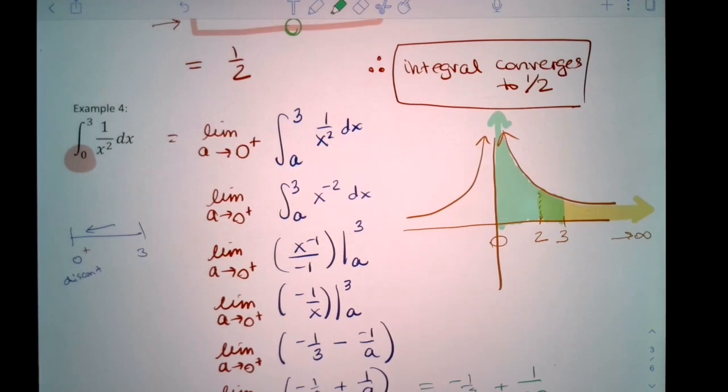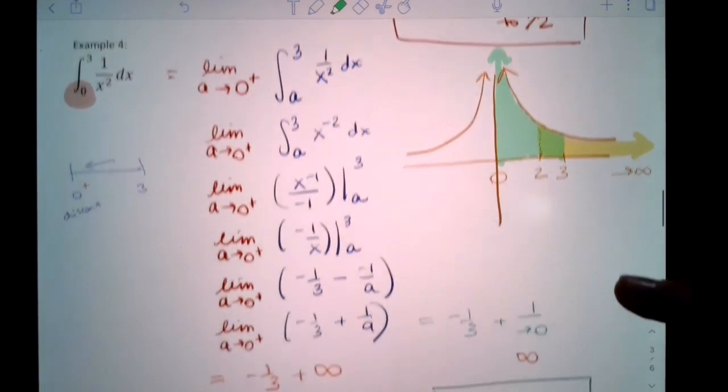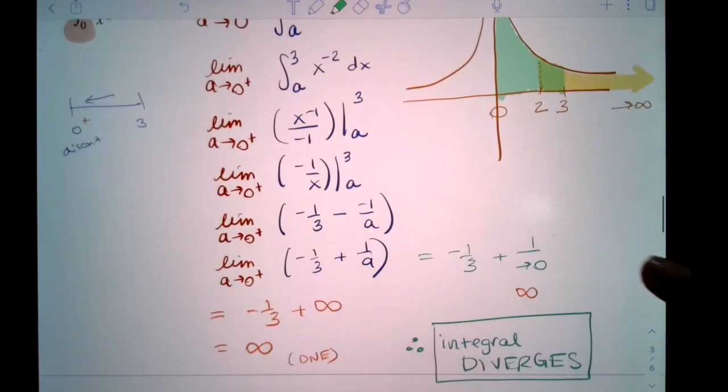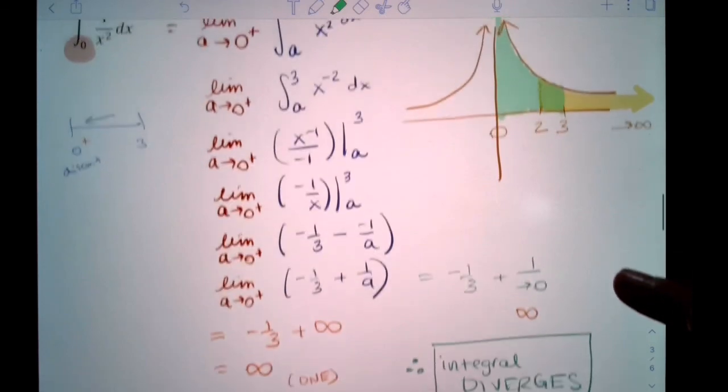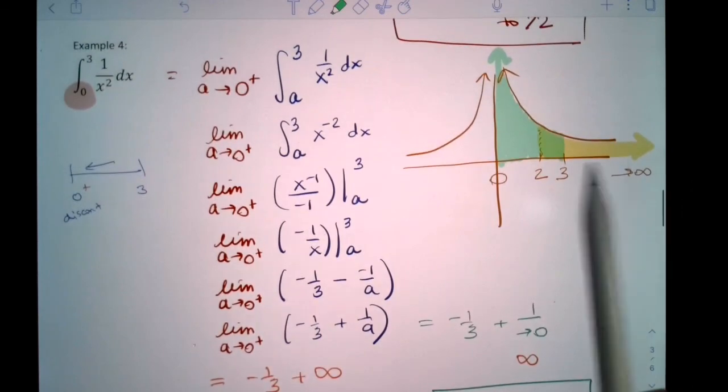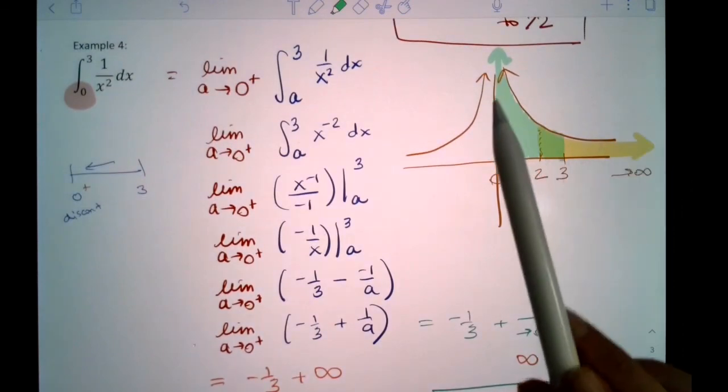And this infinite region from 0 to 3, we've actually shown has no value that it's approaching. It really is too big to quantify, and it is diverging. The area is going to infinity. So it's interesting that we have 2 different infinite regions where one converges and one diverges.